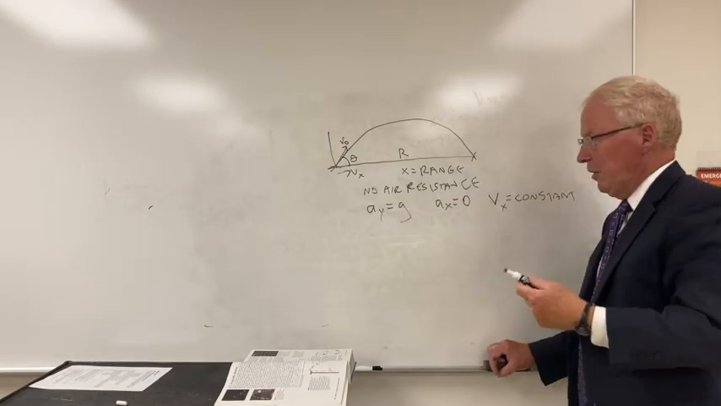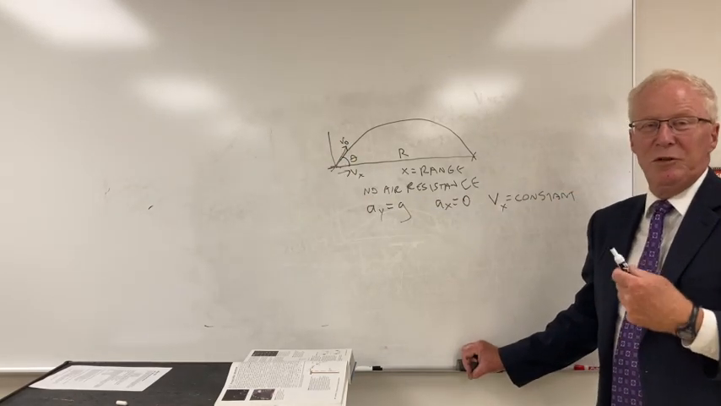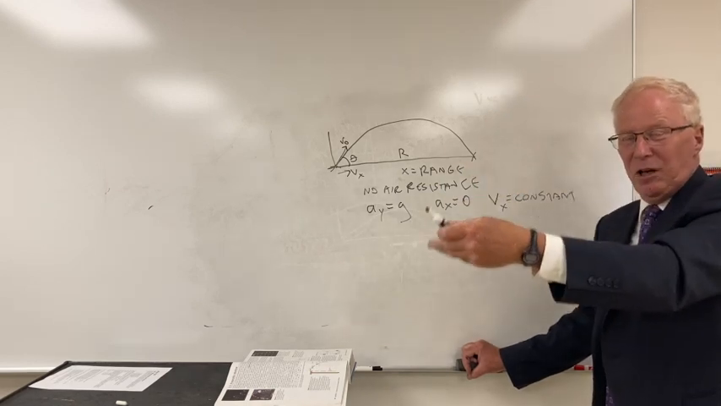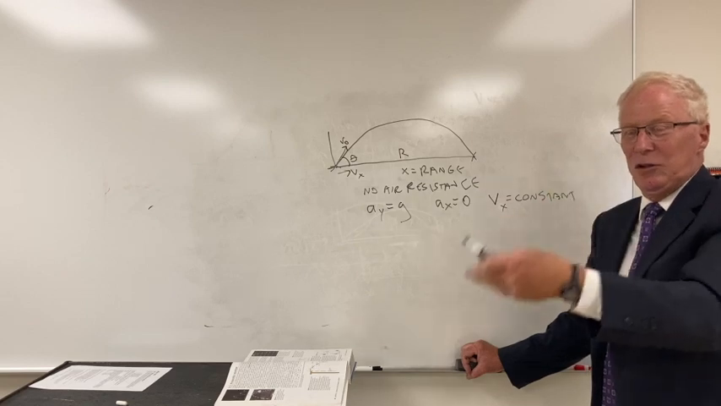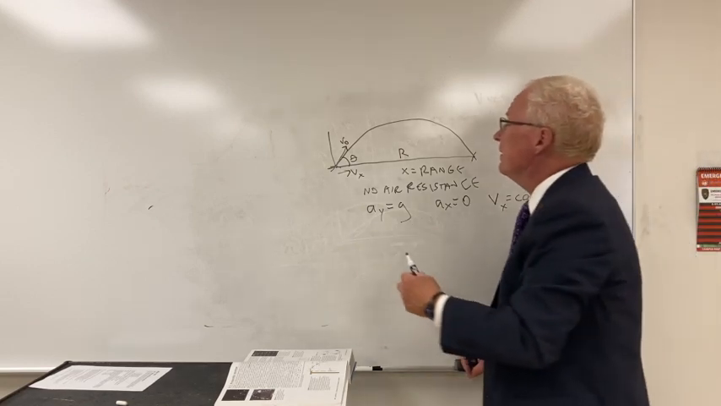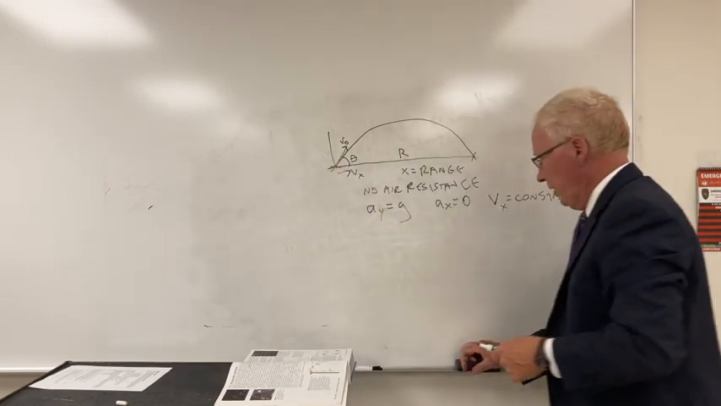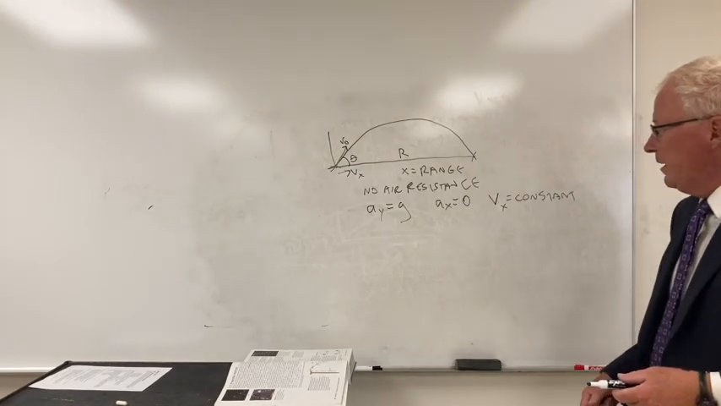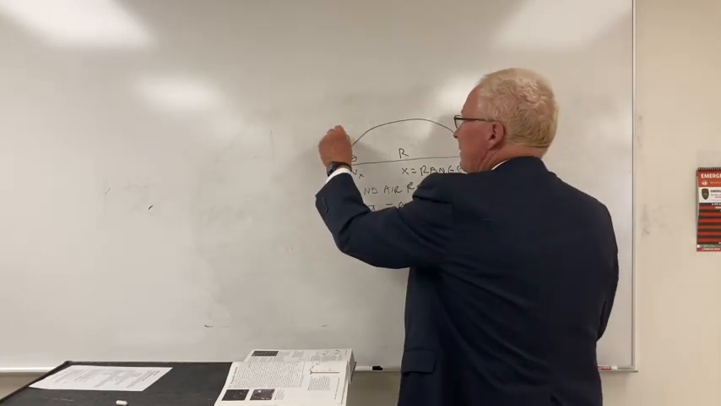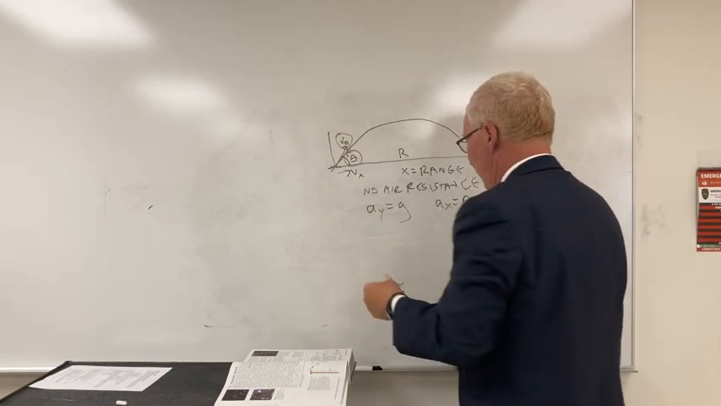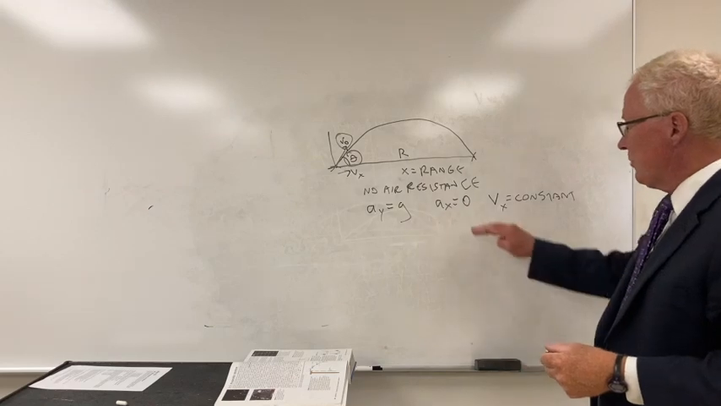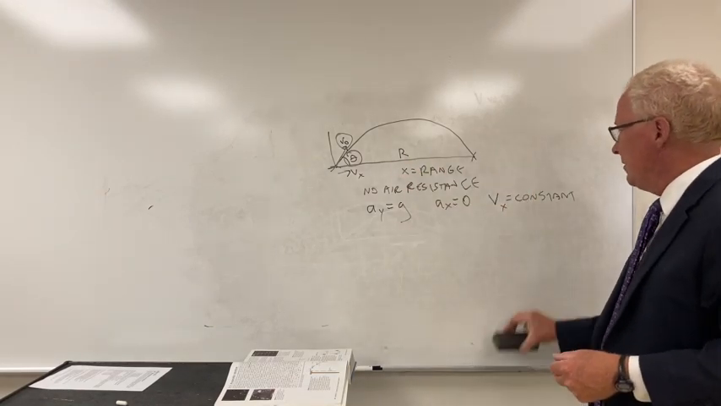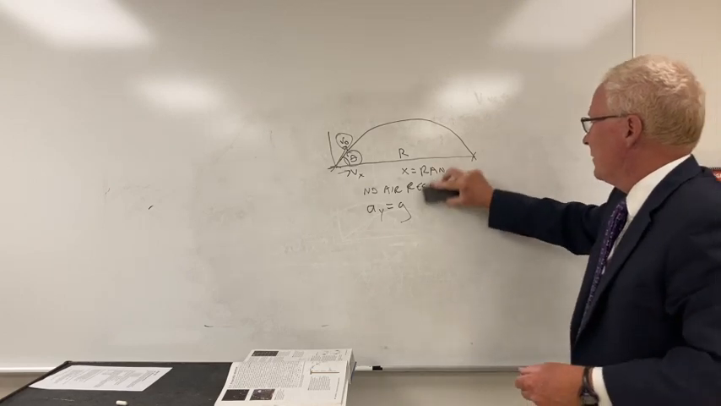We can do that if we look at the individual components, which is what you do with the basketball shot. We look at both the x and the y. But for this part, we're only going to be dealing with what we call the range. So the range depends on the speed, and it depends on the angle, assuming no acceleration in the x direction and no air resistance.